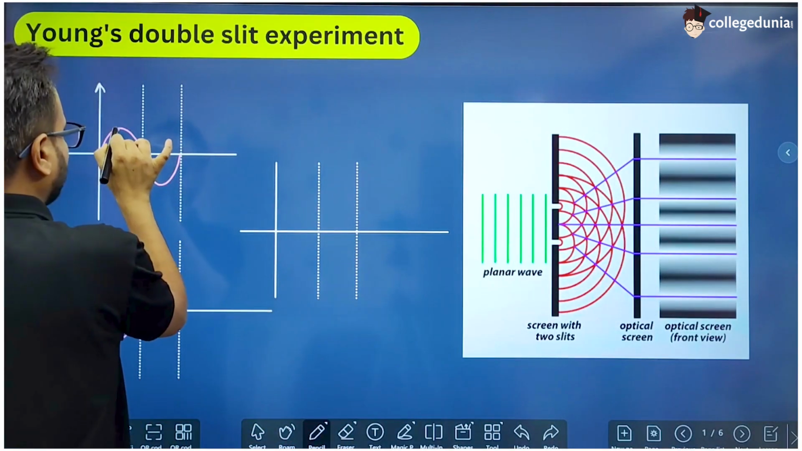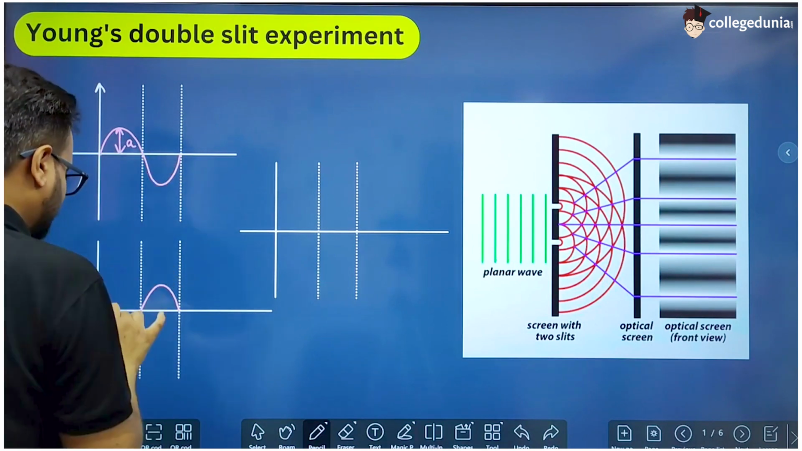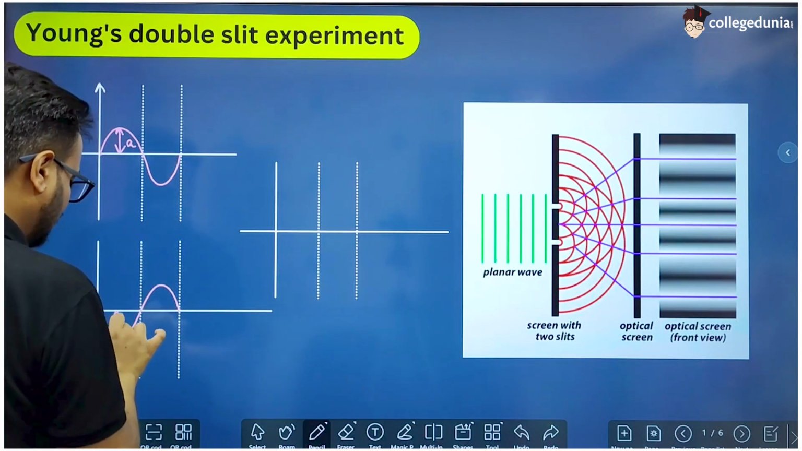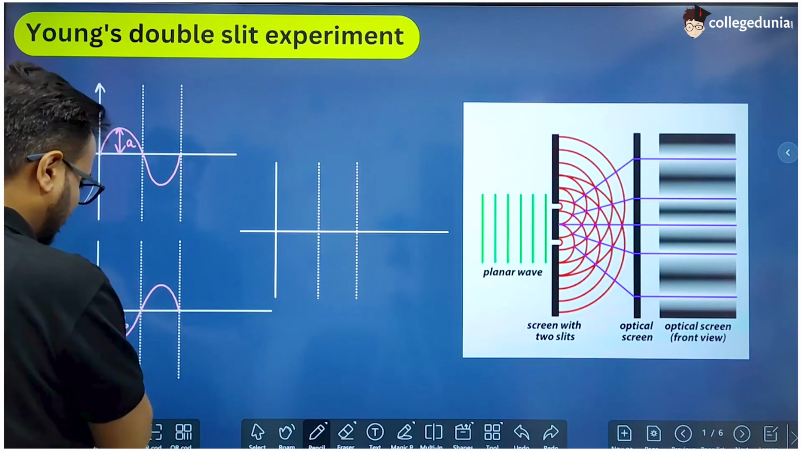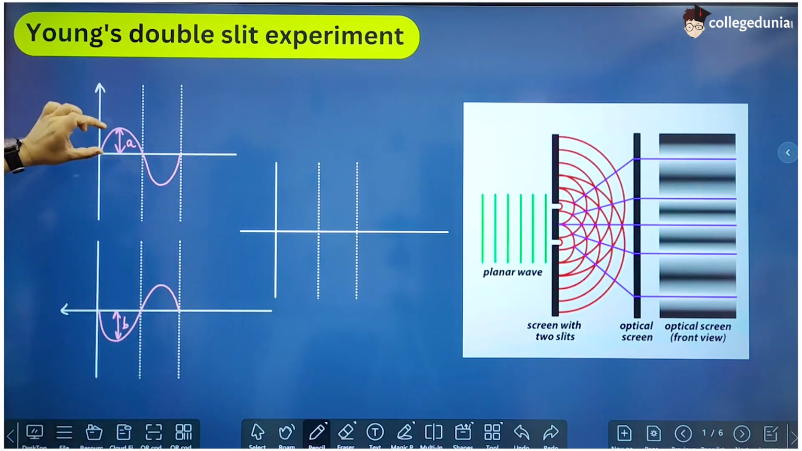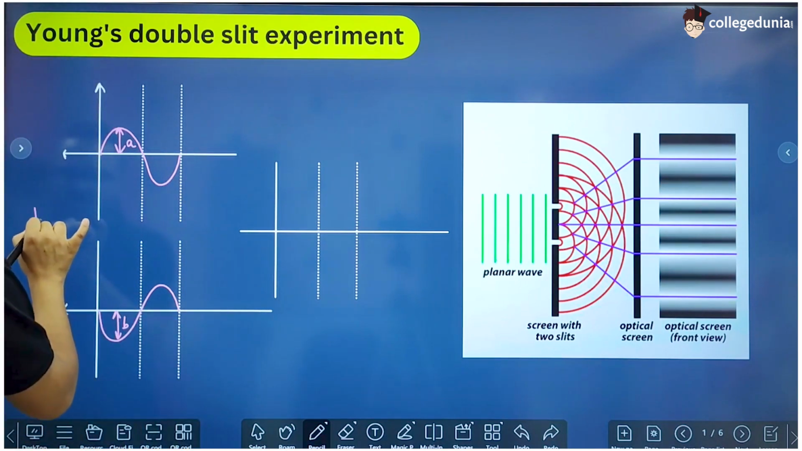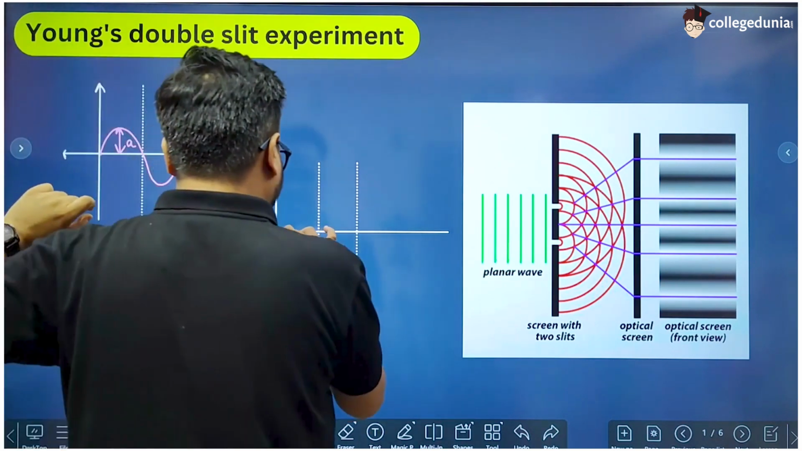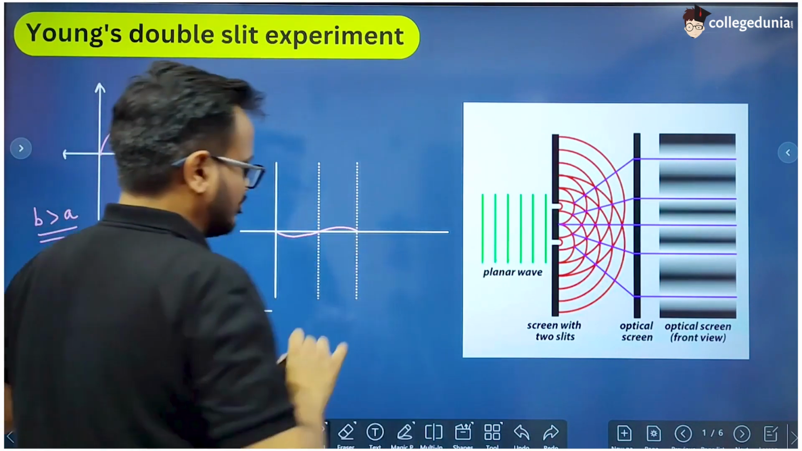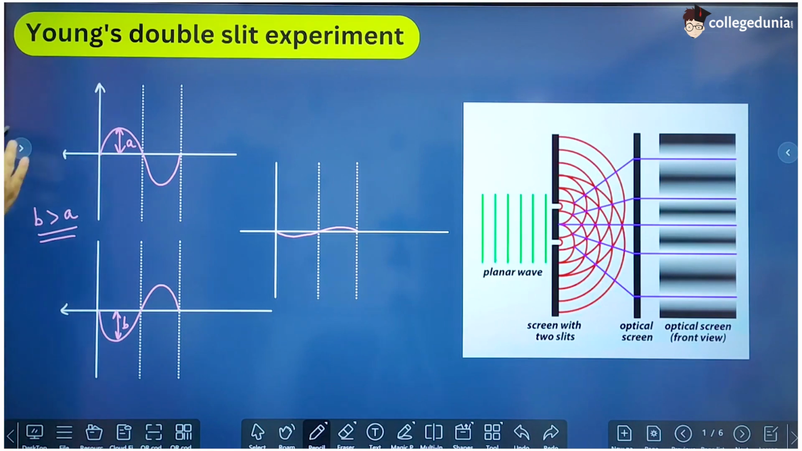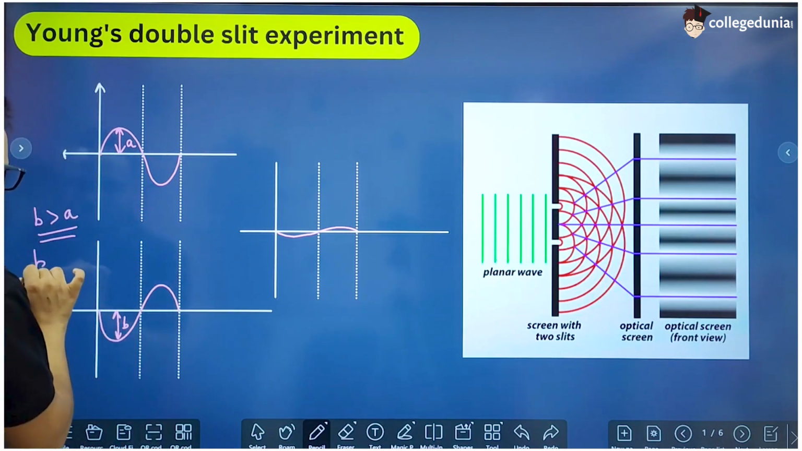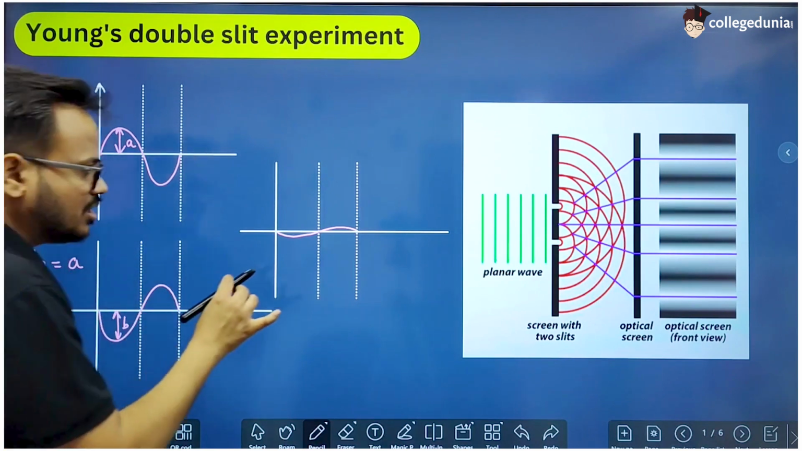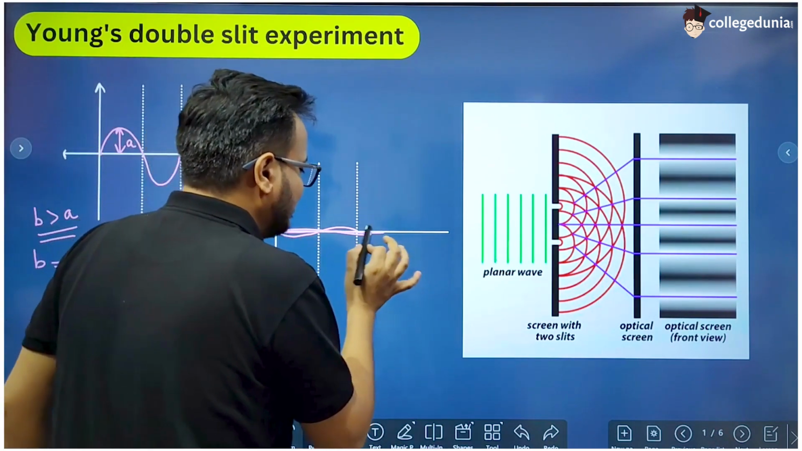You must know the basics of waves, only then you can understand this topic, Young's double slit experiment. Now let us say the amplitude of this wave is A and the amplitude of this wave is B, and let us say B is greater than A. So what happens? Some part of this amplitude will get cancelled by this, and there will be a small wave left here like this, right? And if the amplitudes of A and B are equal, if B is equal to A, so what happens? You will not get any wave.